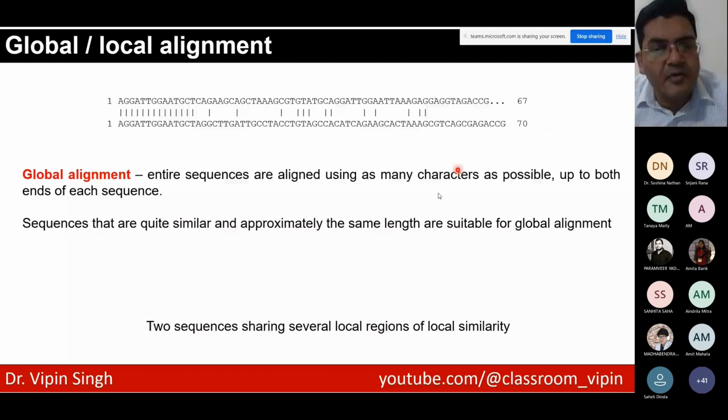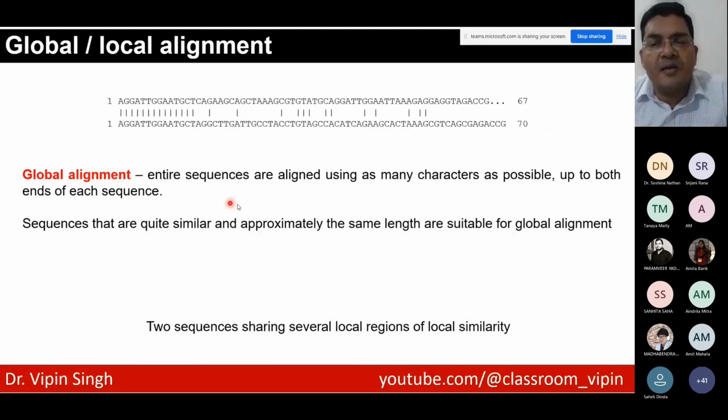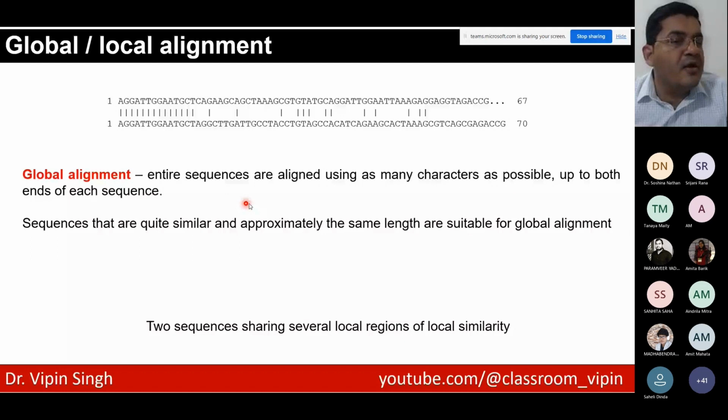Entire sequences are aligned using as many characters as possible up to both ends of each sequence. Sequences that are quite similar and approximately the same length are suitable for global alignment, right? Then the other type of alignment is a local alignment. If you do this global alignment, you don't see much of a similarity between the sequences. But within the larger sequence, you may have shorter portions that may be exactly similar.